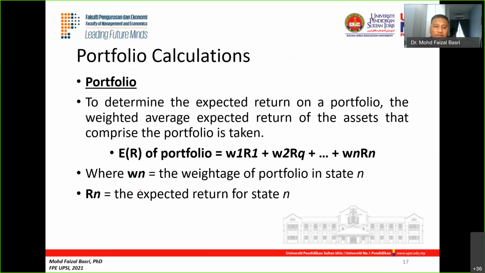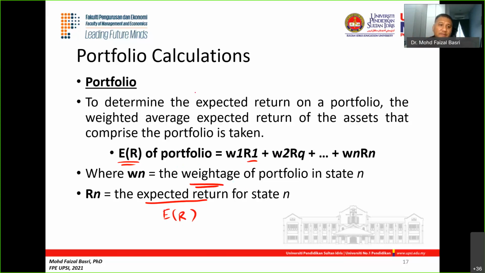So for portfolio, first we're going to revisit the ER of portfolio. The formula is quite similar to the original expected returns, but instead of using probabilities, remember for the ER of a single asset, we use P1, the first probability, multiplied with the returns. But for the ER of portfolio, we're going to use the weights, the weightage of the portfolio. And the R here refers to the ER. We use the ER of the individual.